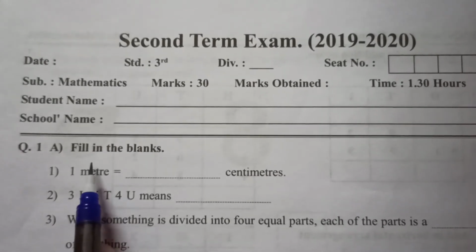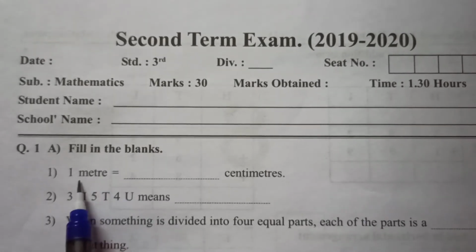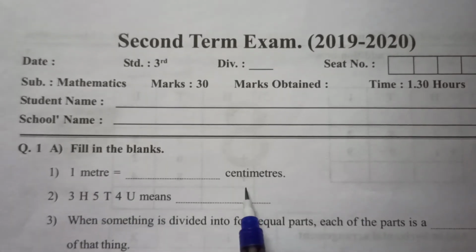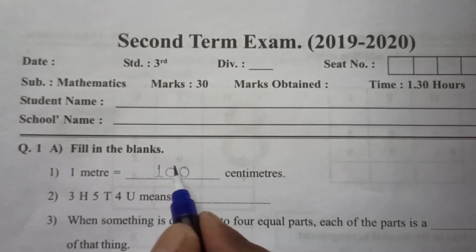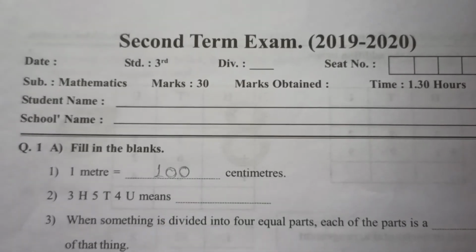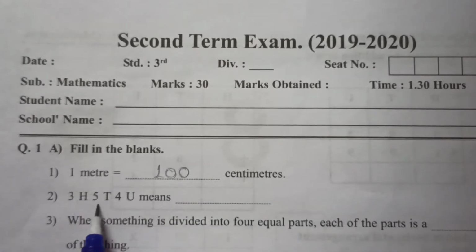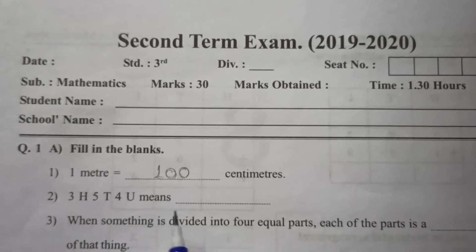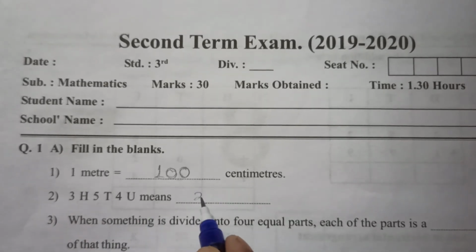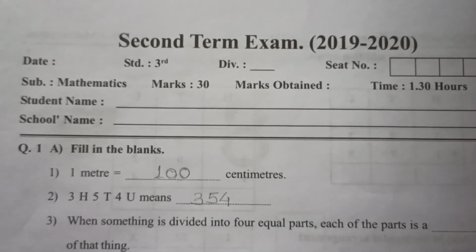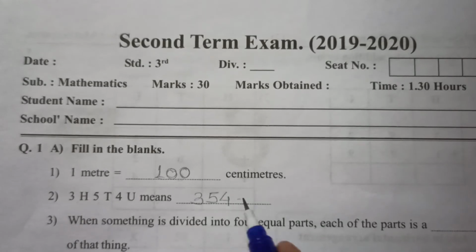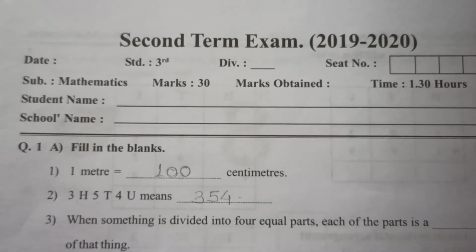Okay, first question we can see here, fill in the blanks. 1 meter is equal to how many centimeters? 1 meter is equal to 100 centimeters. Okay, now see 300, 5 tens and 4 units means 354. What is this? 354.